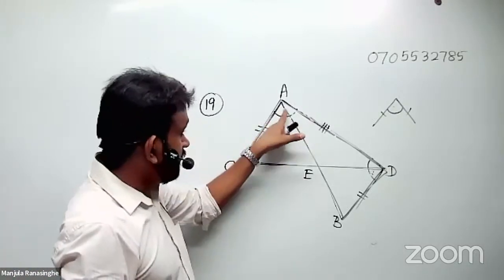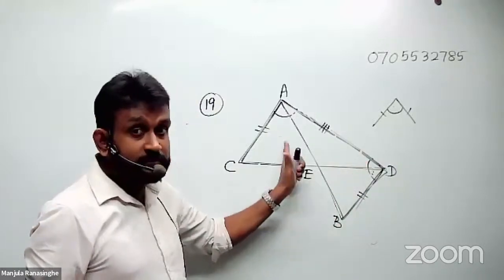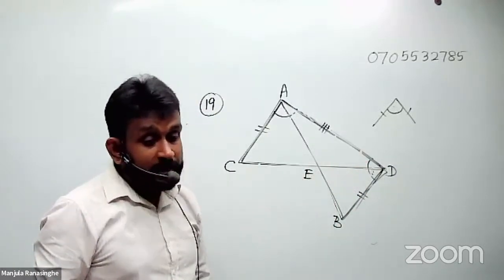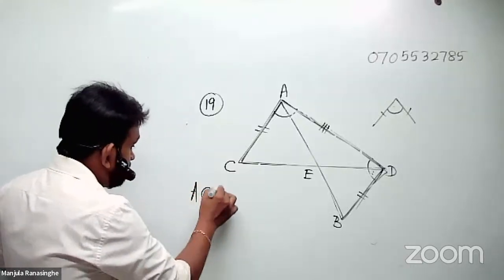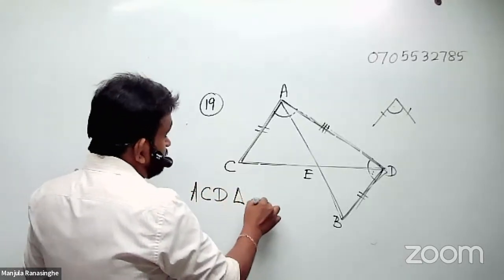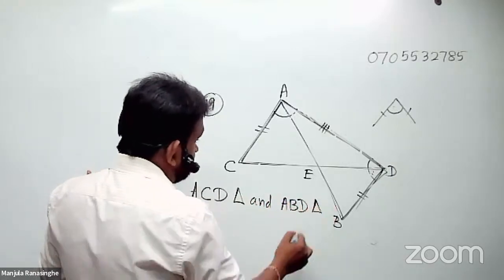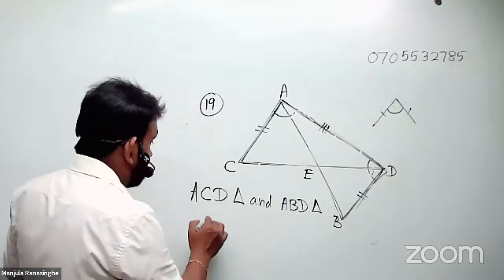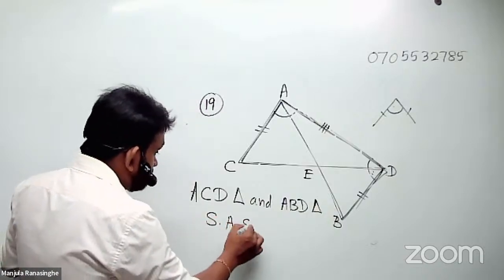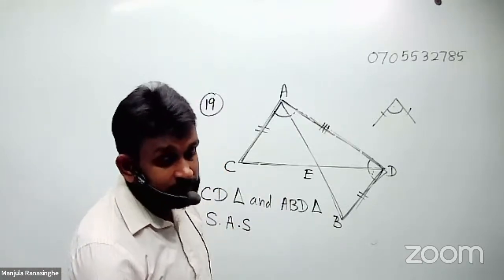Right. So this relates to the case. We name a pair of congruent triangles: that is triangle ACD, and the other one is triangle ABD. Right. So what is the case? The congruence case is the side angle side case, because the angle is the intermediate angle between the two sides.